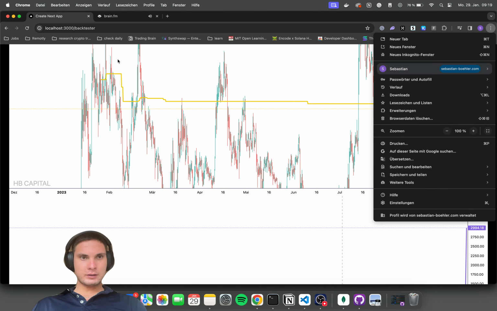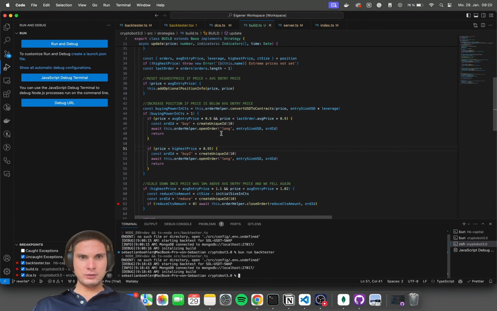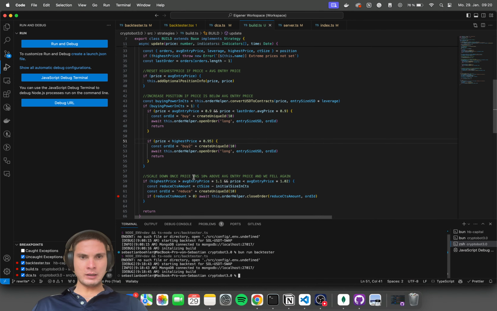Let's have a look at the order. So 1, 2, 3. I do not know how much here. These should all be buy 2s. And then we should see an emergency after the buy 2s, or a reduce.